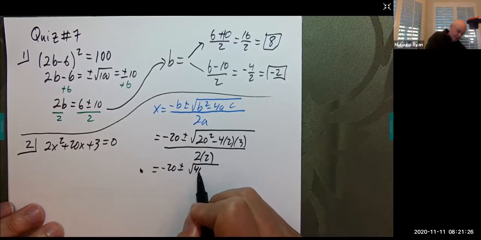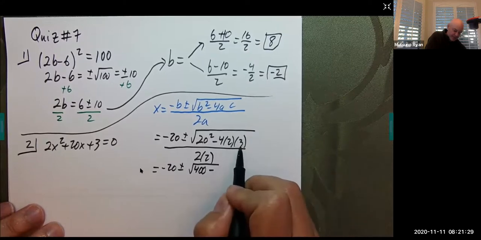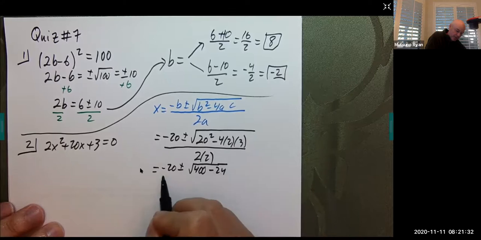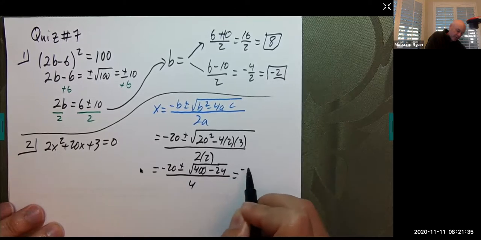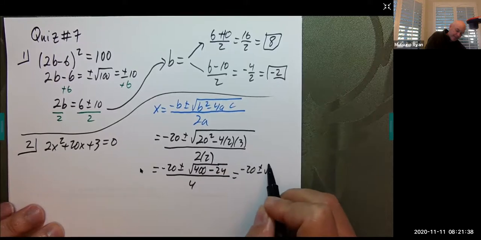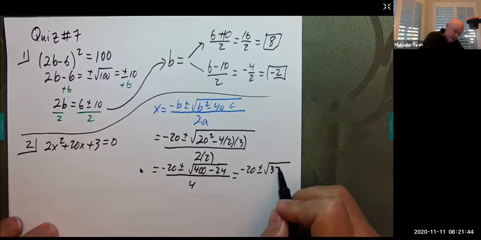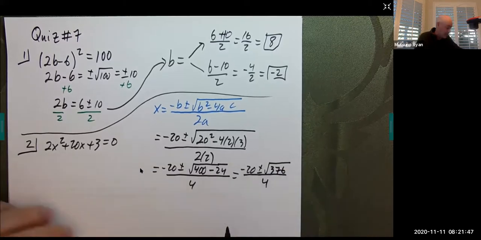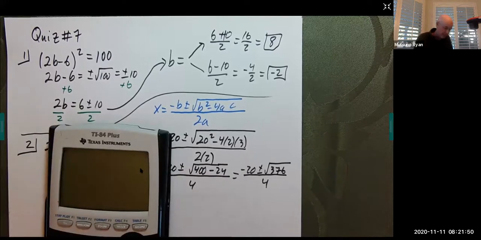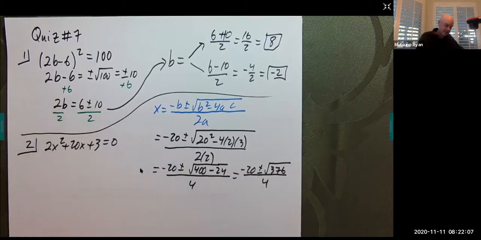20 squared is 400. Minus that 6 times 4 is 24. Over 4. That's going to be 376 over 4. I am not super confident about that, so I'm going to drop that in there. So 400 minus 24. Look at that. I don't think that's a perfect square. Square root of 376. Yeah. So we're going to leave it as is.